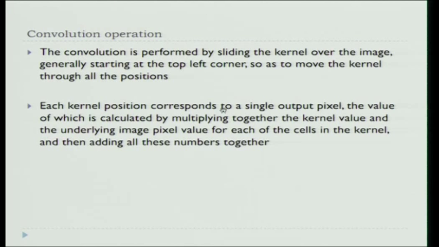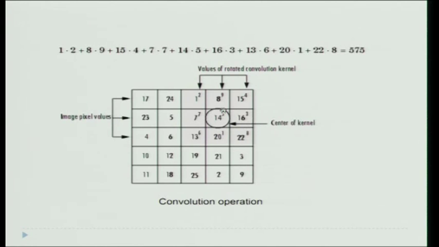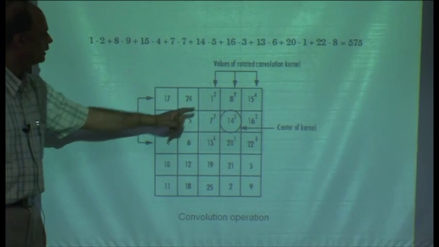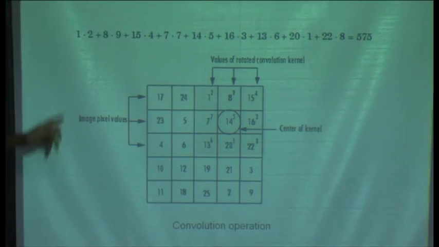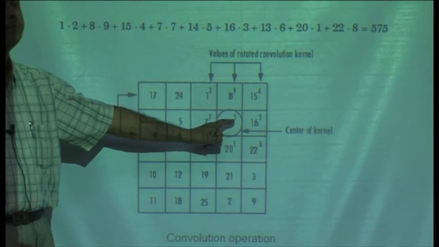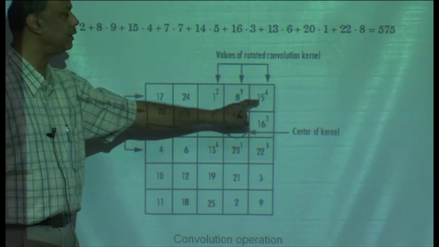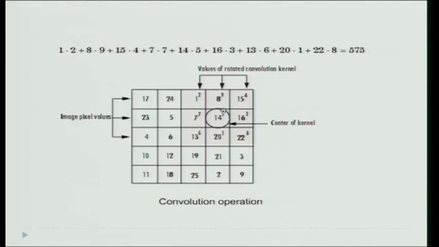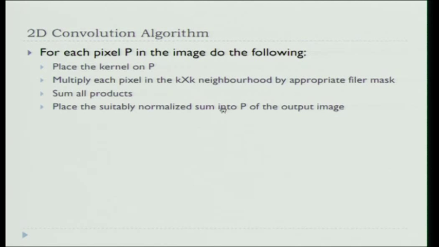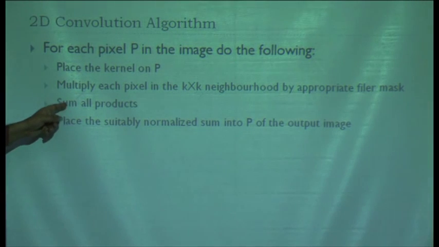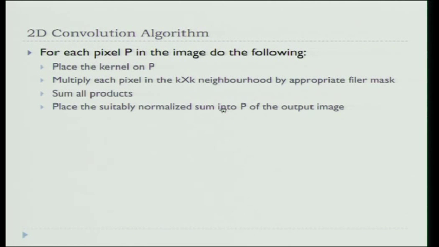Each kernel position corresponds to a single output pixel, the value for which is calculated by multiplying together the kernel value and the underlying image pixel value for each cell in the kernel, and then adding together all these numbers to give the pixel value. This is an example. This is an image, suppose this is the 3x3 mask, and this pixel I want to modify. So I do this into this plus this into this, and so on, and you get the modified value of this central pixel. The algorithm is very simple. For a pixel P, I place the kernel on the central pixel, multiply and add, get the output, and iterate for all pixels.